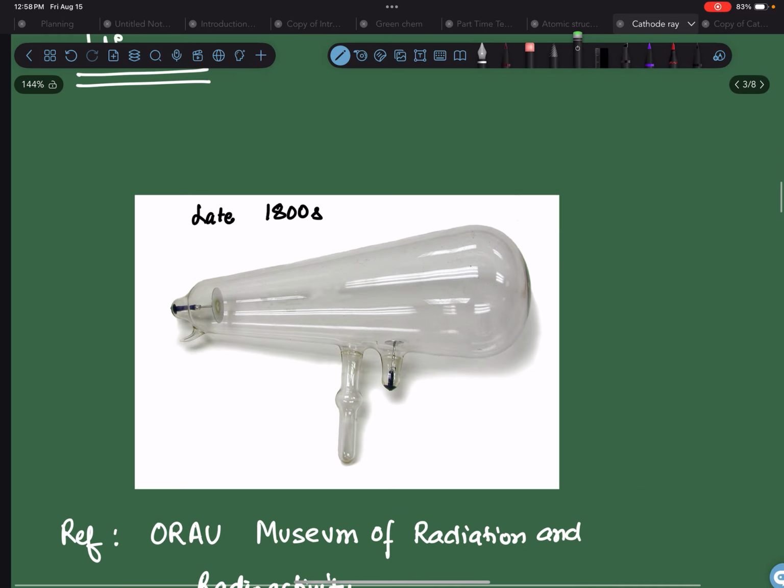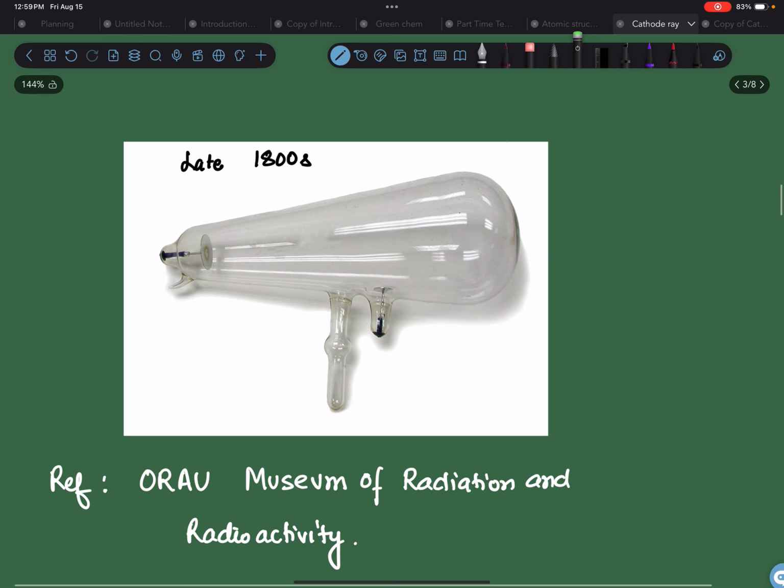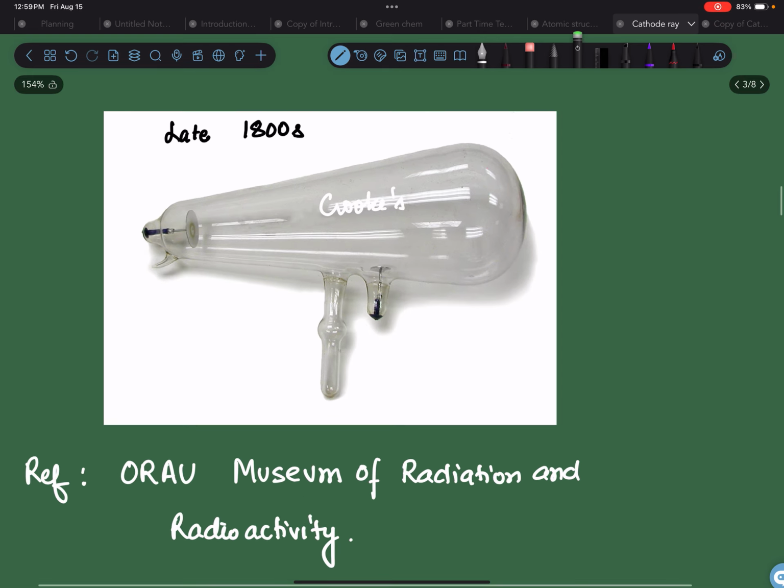So this is the tube he used. Actually, I have taken it from this website, the Museum of Radiation and Radioactivity. This is the Crookes tube, right? So this plate is the cathode, this is the anode, and this is just to hold the tube, right?